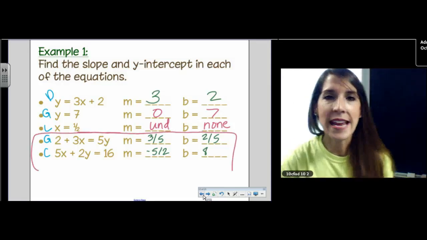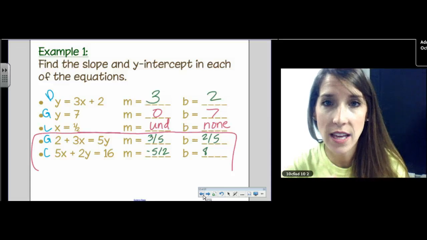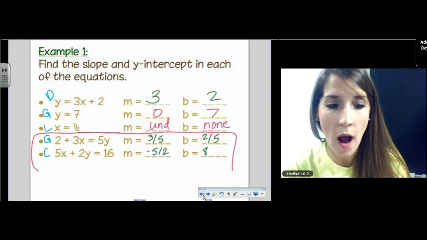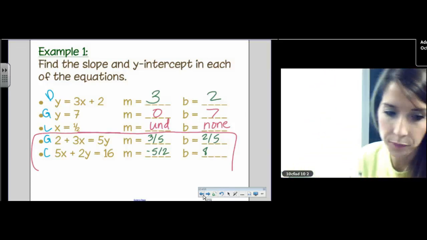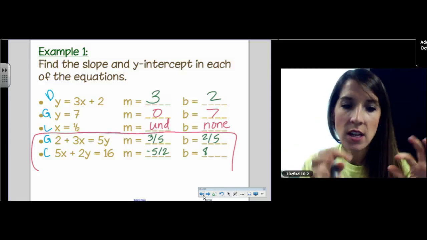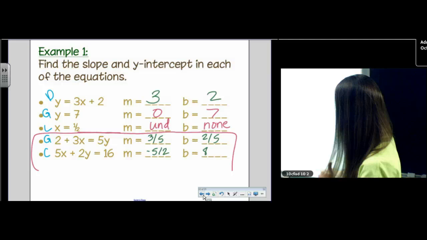You cannot read a slope or a y-intercept until it's in y equals mx plus b form. So you have to move it around and make sure that you isolate y. Okay. You have to isolate y. That's why they got those fractions. They were moving the x over and dividing by the coefficient of y.